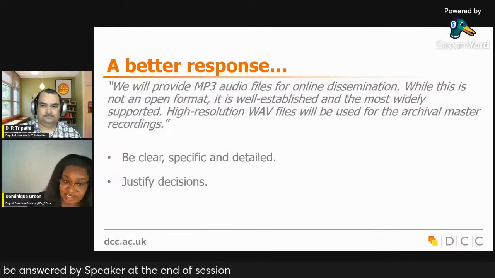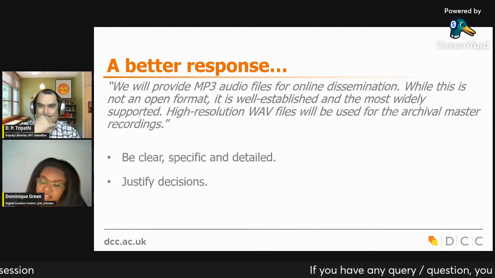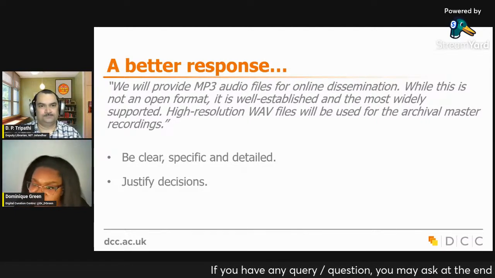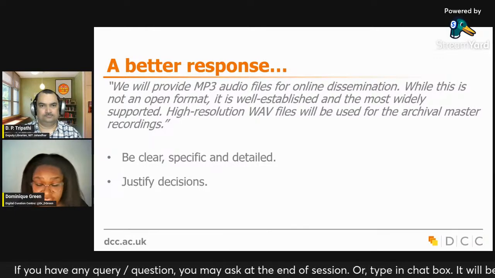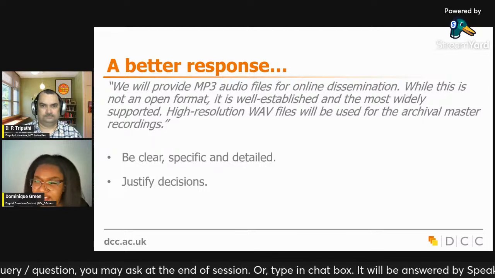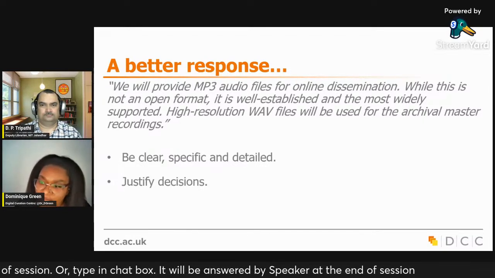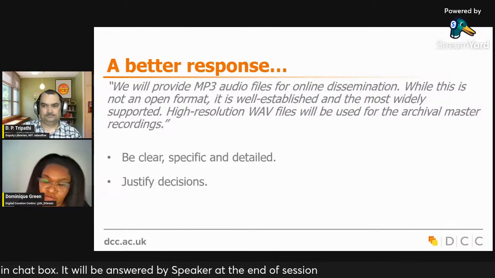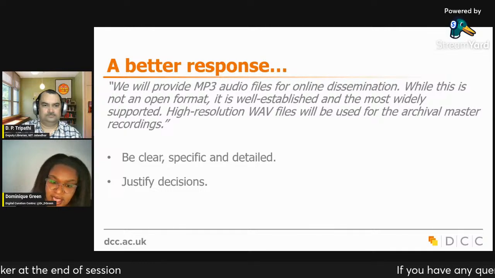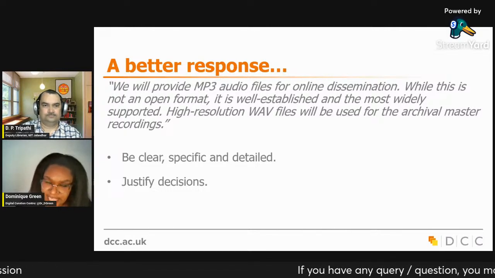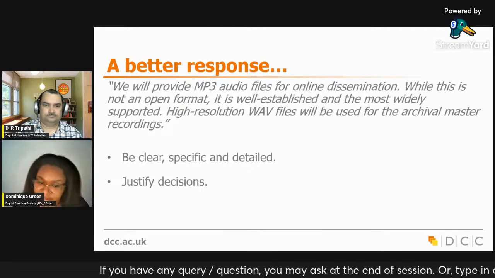So I think this would be a better response. In this sentence, we have that we will provide MP3 audio files for online dissemination. While this is not an open format, it is well established and the most widely supported. High resolution WAV files will be used for the archival master recordings. Now, this is a great example of being clear, specific and detailed.